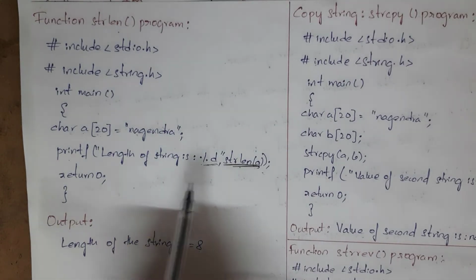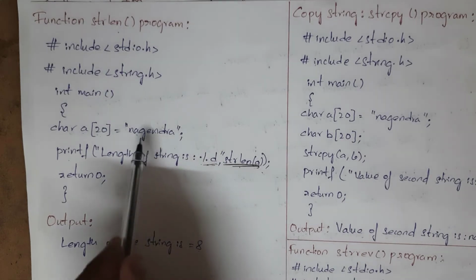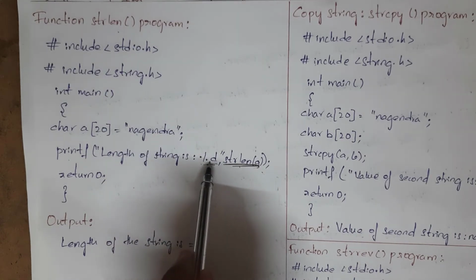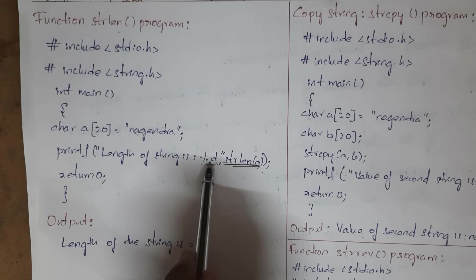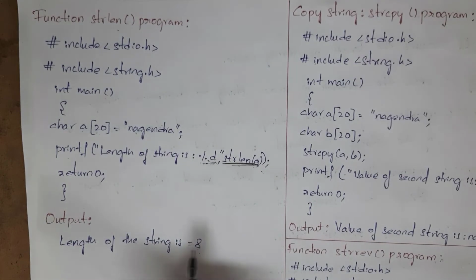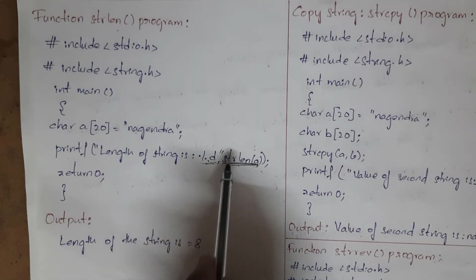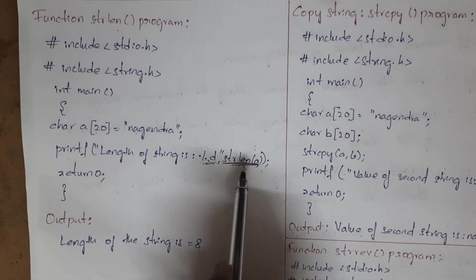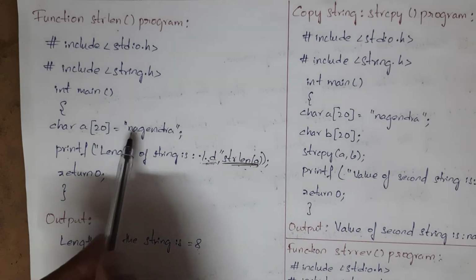You may have a doubt: why am I using %d here? As it is a string, I need to use %s here. But why am I using %d? Because I am printing the length of the string. The length of a string is an integer. So here I am using %d, where strlen stands for length of string. I will get the output as 8 because the length of this string is 8.